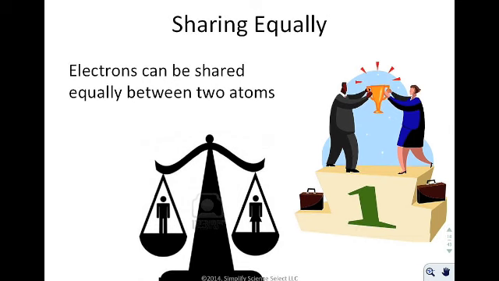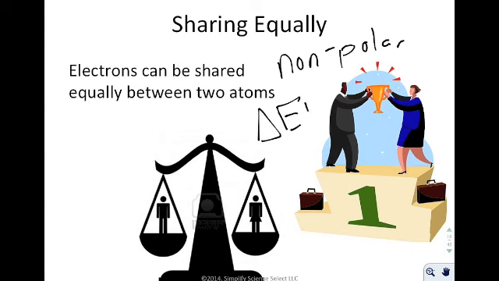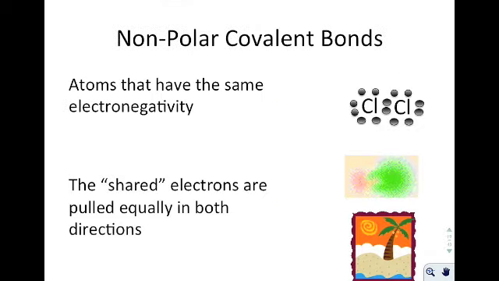Sharing equally. So electrons can be shared equally between two atoms. Whenever they're shared equally between each other, it's called a nonpolar bond. Now, how do you determine if it's shared equally? You look at what is called the change in electronegativity value. Now, we've already discussed the electronegativity. It's the affinity of a particular atom to have electrons or pull electrons towards them. So that creates what we call a nonpolar bond, and you can figure it out by the change in electronegativity.